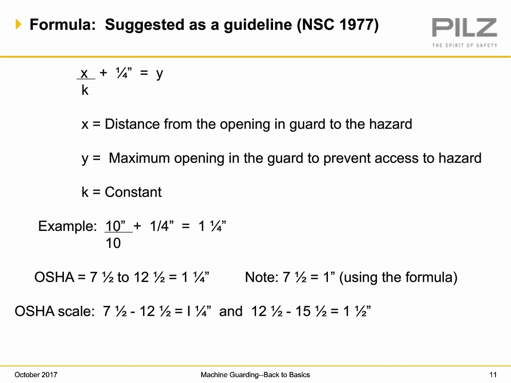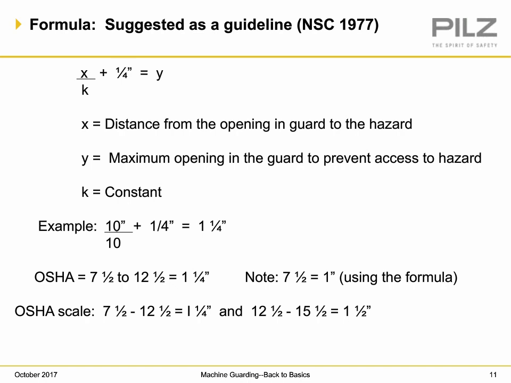So, for example, if I had 10 inches from the hazard to the guard, I put 10 over 10 plus a quarter inch equals 1 1/4 inches. That's the maximum opening based on this formula that I can have. Keep in mind that standard openings in either round or square perimeter fencing are, from what I've seen, either 1 inch or 2 inch. If I have an inch and a quarter, I want to make sure I go down and not up to a 2-inch. I want to have it be an inch, more restrictive. I want to default to the more cautious side.